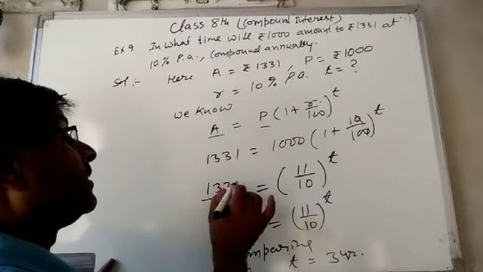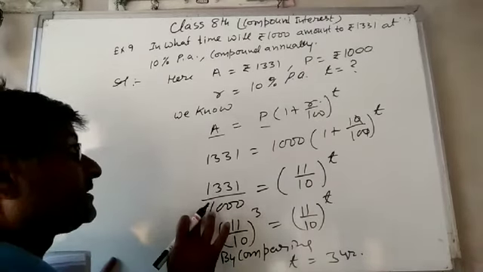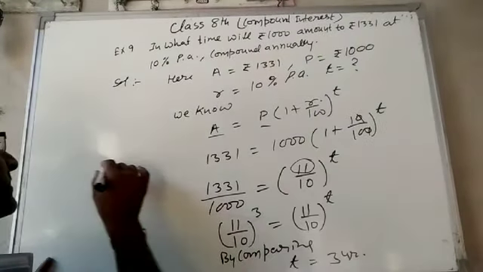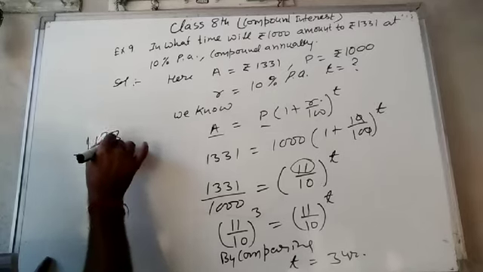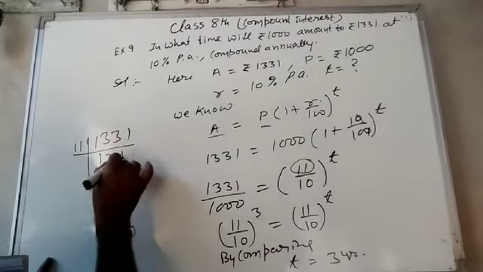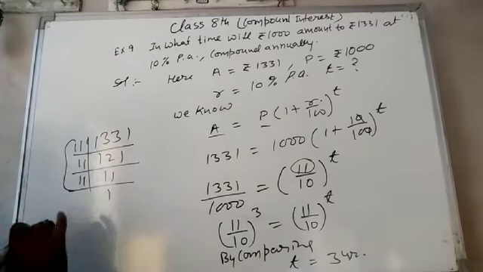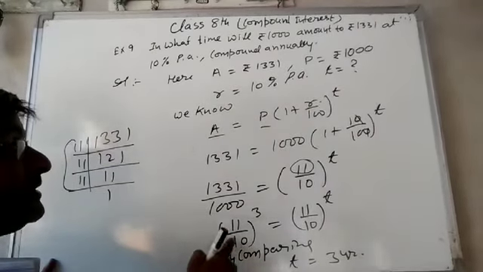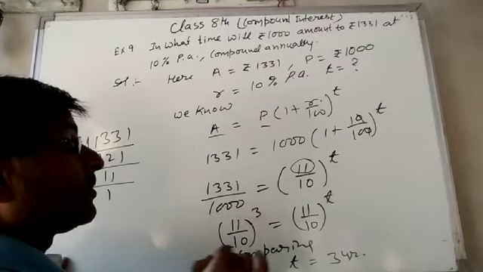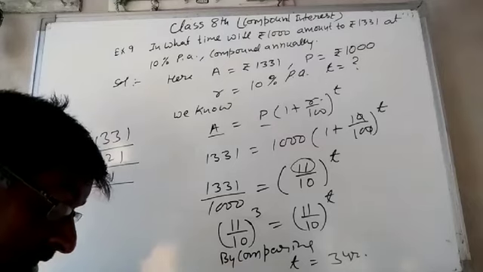Now you have to express both numerator and denominator. Firstly, if any common factor is there, you have to cancel it. If no common factor is there and 11 is the base, you have to factorize it in the form of only 11. You divide by 11: 121, then divide by 11 gives 11, then divide by 11 gives 1. So 11 multiplied 3 times, so you can give the power 3 to each. Now when we compare both sides, the bases are the same, so the powers are also the same. So we get the time, that is 3 years, which is required in this question.